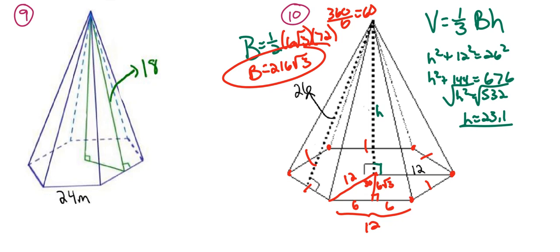If you have the decimal, that's fine. I'm going to leave it with the radical until the end. Then I'll give you what the decimal is at the end. So it's going to be for the volume 1/3, 216 root 3. That was the area of the base. And then the height we already figured out was the 23.1. Alright, so 216 divided by 3 was 72. So 72 times 23.1.